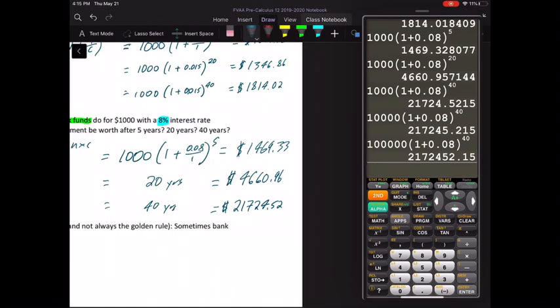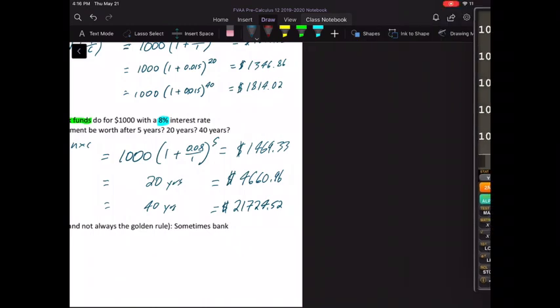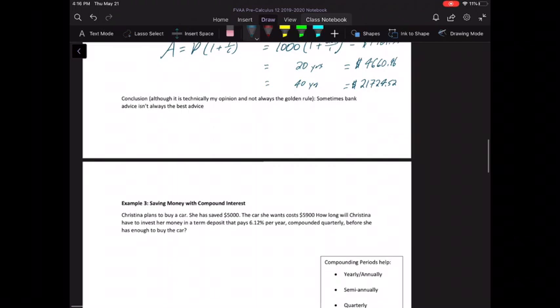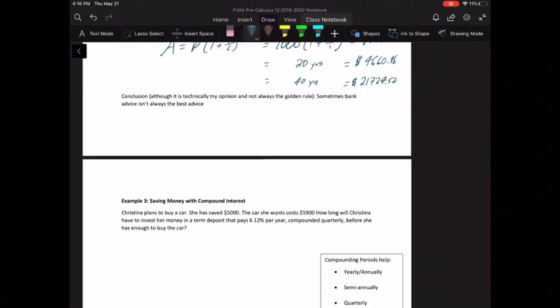I think each and every one of you can have at least that $10,000 in your account by the time you're 25, and then go from there and keep adding to your investment. Okay, so the conclusion is that sometimes bank advice isn't always the best advice. That's the conclusion there.